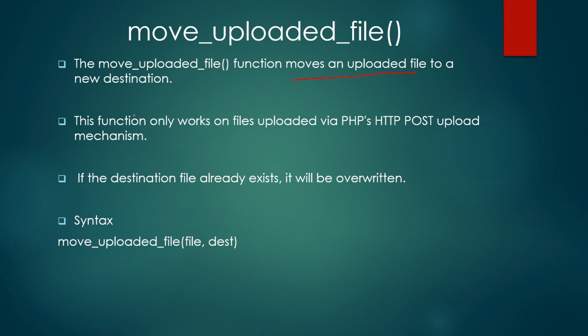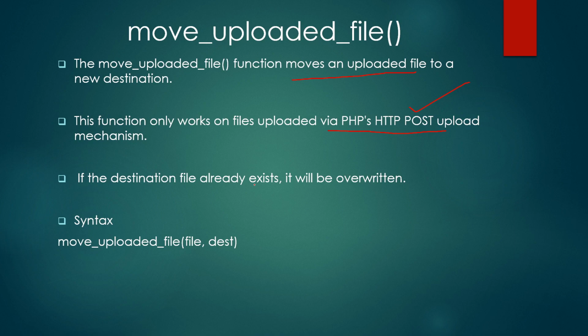If you want to move that file from the default location to a new location, then you can make use of this function. This function only works on files uploaded via PHP's HTTP POST upload mechanism. It means you have to make use of the post method, because if you use get, you won't be able to use this function. If the destination file already exists, let's say I run the same program again, that means the file is already existing, right? And if I again run that program, that file will be overridden. So there is no harm in running the program. You can run it as many times as you want, consecutively.